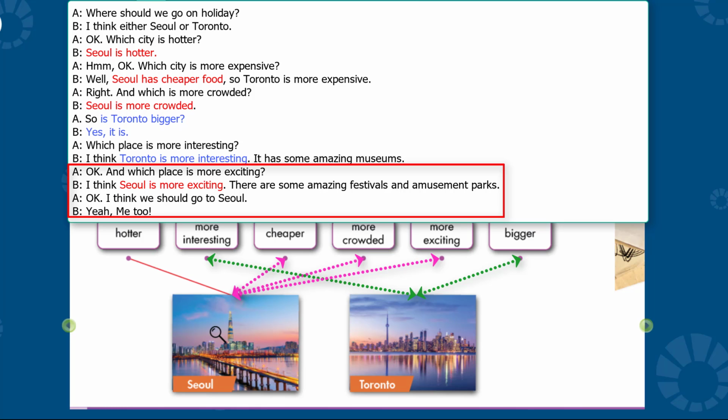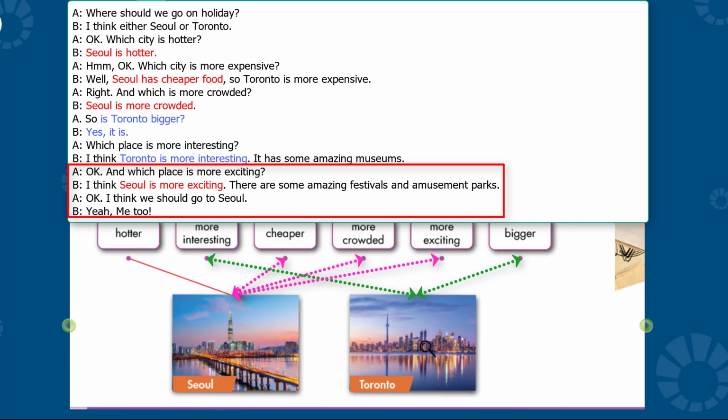Ok, tôi nghĩ là chúng ta nên đi Seoul. Yes, me too. Ok, mình cũng nghĩ thế. Right? So, we have harder Seoul, more interesting Toronto, cheaper Seoul, more crowded Seoul, more exciting Seoul, bigger Toronto.